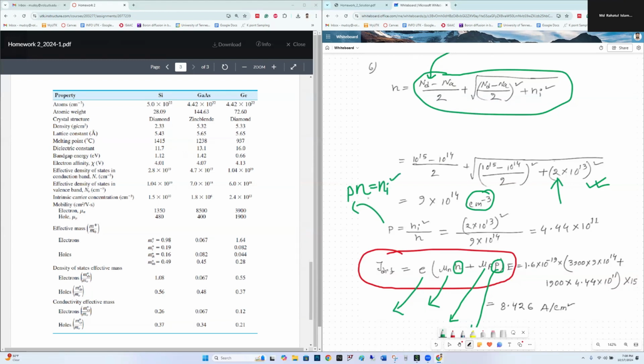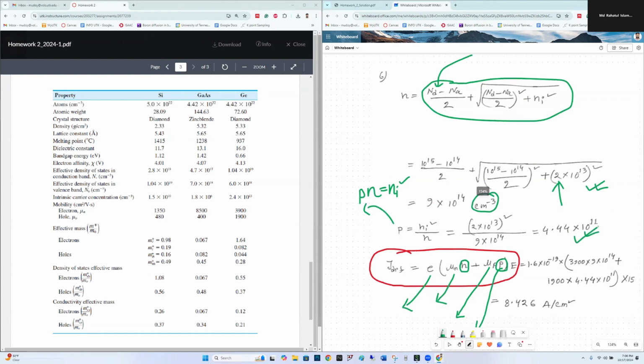Okay, this is an important formula. Hole concentration times electron concentration equals intrinsic carrier concentration squared. From this, we can calculate the hole concentration, because we already know Ni, the intrinsic carrier concentration, and we already know the electron concentration. So you will get the value P.